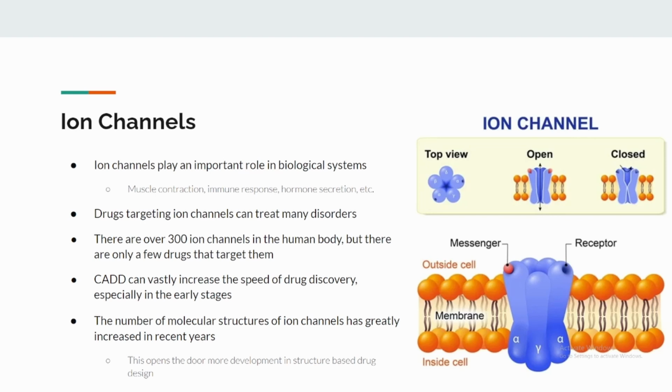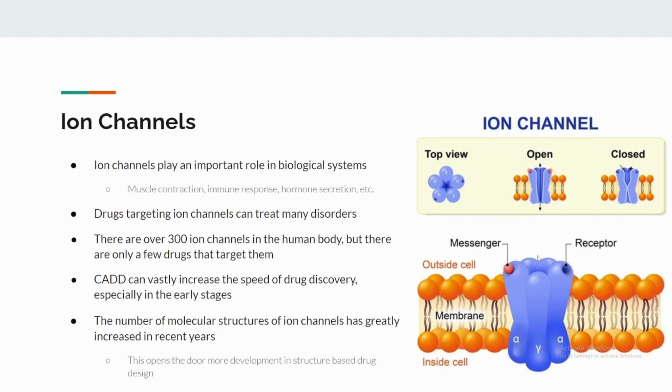Especially so in recent years, we have discovered much more actual structures of the ion channels, which will make it far easier to create more drugs that will actually affect them and help to mend or repair any sort of dysfunctional ion channels in the human body. And that opens so many doors for development.